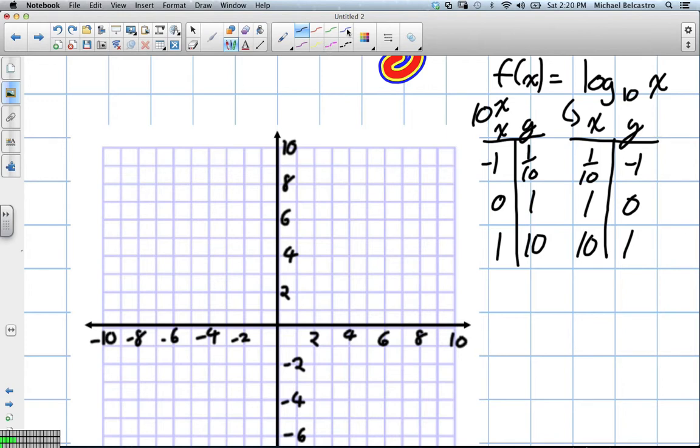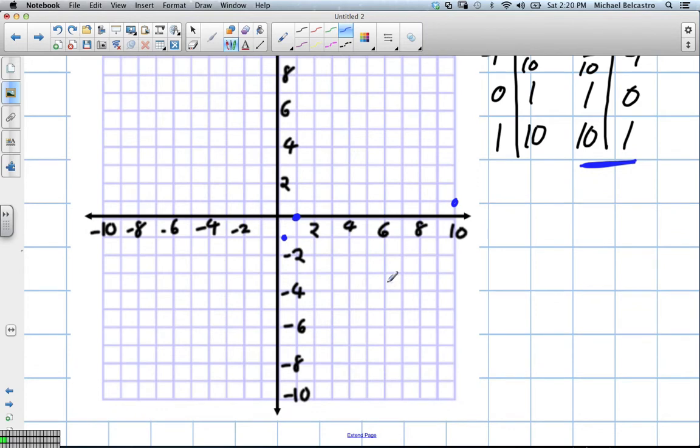So let's actually draw the log function here in blue. At 1/10, we're at -1. At 1, we're at 0. And at 10, we're at 1. Do you see at the extreme how fast this takes off from here to here? It builds up very quickly. And here it's extremely close to the y-axis without touching. So this is our f of x for log base 10.